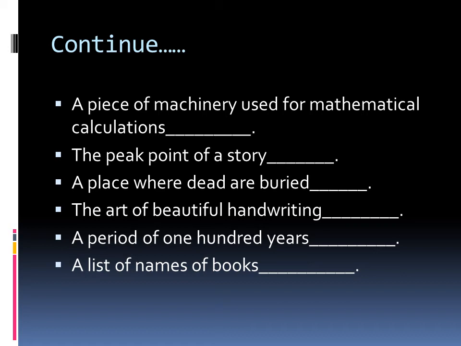A period of 100 years. Can it be symmetry? No. It is century. Period of 100 years, century. A list of names of books. Yes, catalog. We have it in our school libraries.